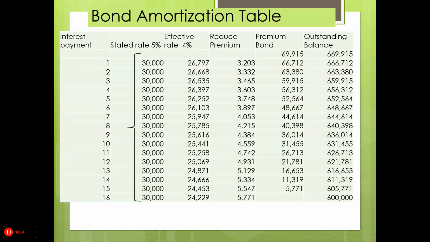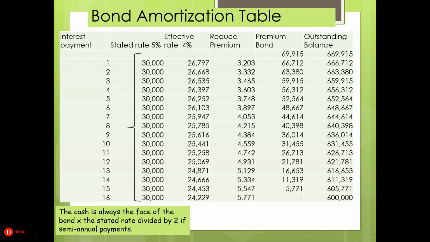What's going to be different, though, is if we do our bond amortization table, if you look at this, you will notice that every single time our amount that we book for interest expense is changing. And it goes down because the balance gets less and less as we go through this process, until at the end, the balance equals $600,000, which is the amount we'd pay at the end. Remember, the cash is always the face of the bond times the stated rate divided by 2 if semi-annual interest payments.